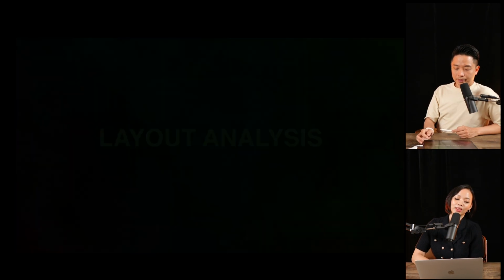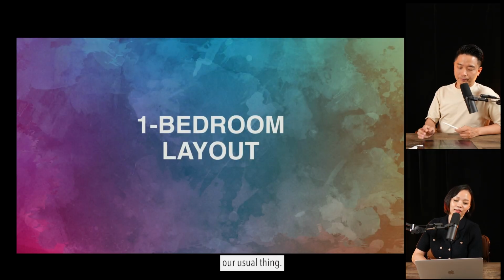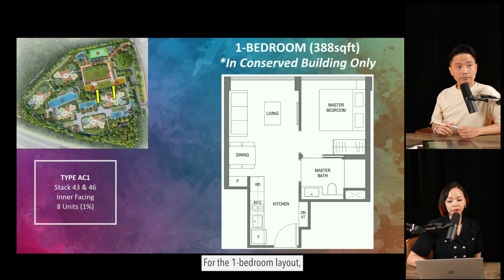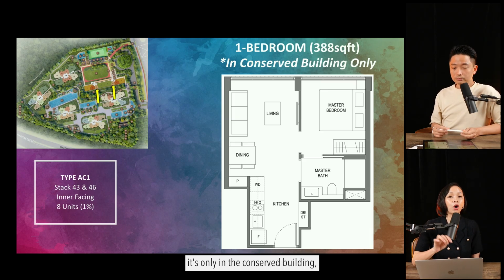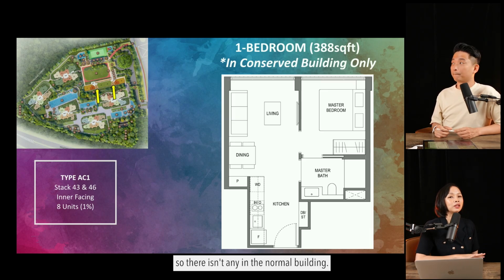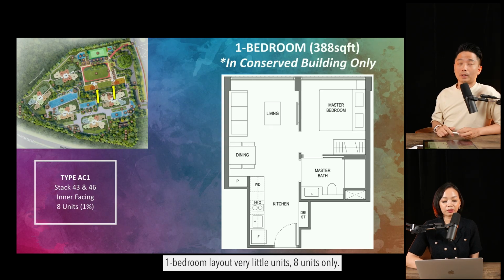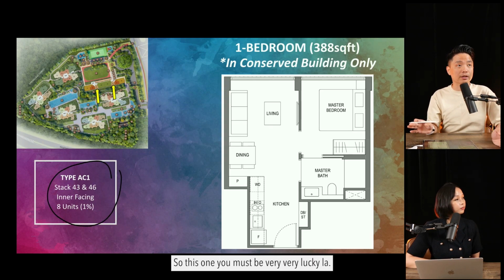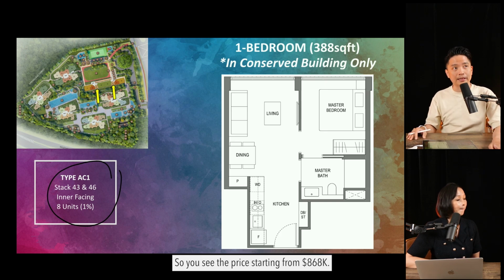Okay? So layout analysis, our usual thing. First is the one bedroom layout. For the one bedroom layout, it's only in the conserved building. So there isn't any in the normal building. One bedroom layout, very little units, 8 units only. So this one you must be very, very lucky. So you see the price starting from 868.